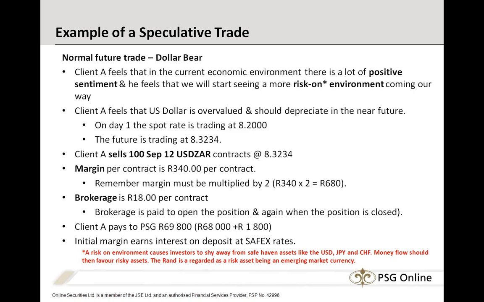Remember, it's very, very cheap. It's only 18 Rand per contract. So in this situation with 100 contracts, it would cost him 1,800 Rand. Remember, it's 18 Rand on the opening leg, 18 Rand on the closing leg. In the meantime, also obviously your margin is earning interest at FX rates.